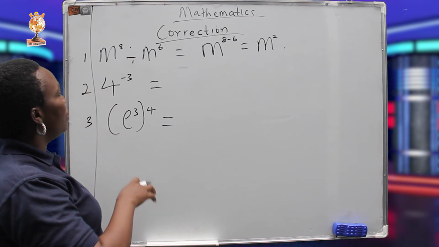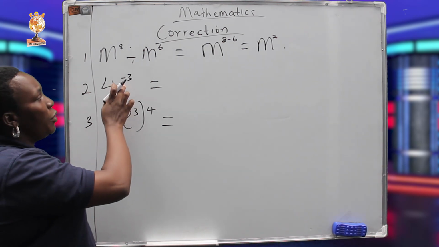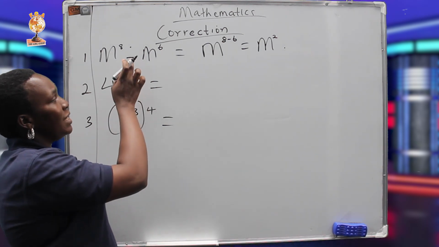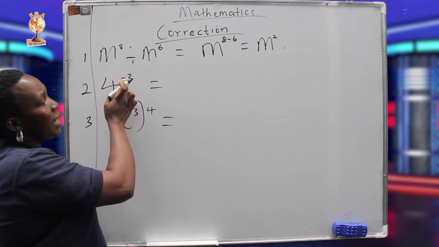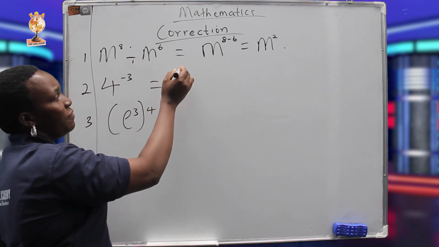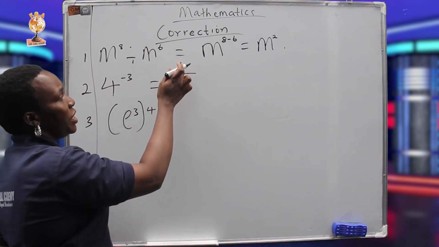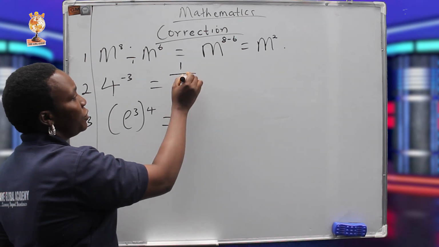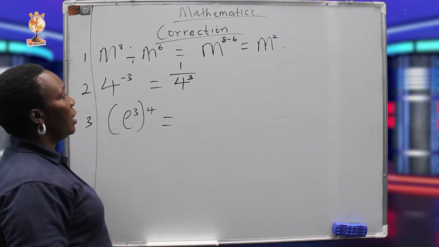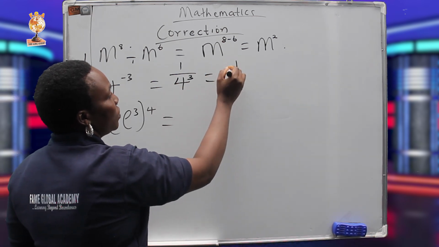Then number two, this is what we call inverse law. When a number is raised to the power of a negative number, the negative turns to inverse. So this minus here will turn to inverse, and inverse means 1 over. So this minus has turned to the inverse of 4 raised to the power of 3. So 1 over 4 raised to the power of 3.